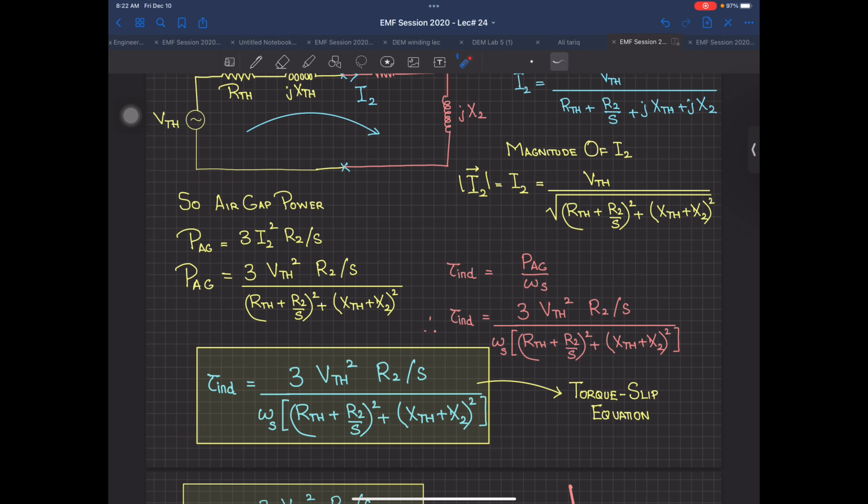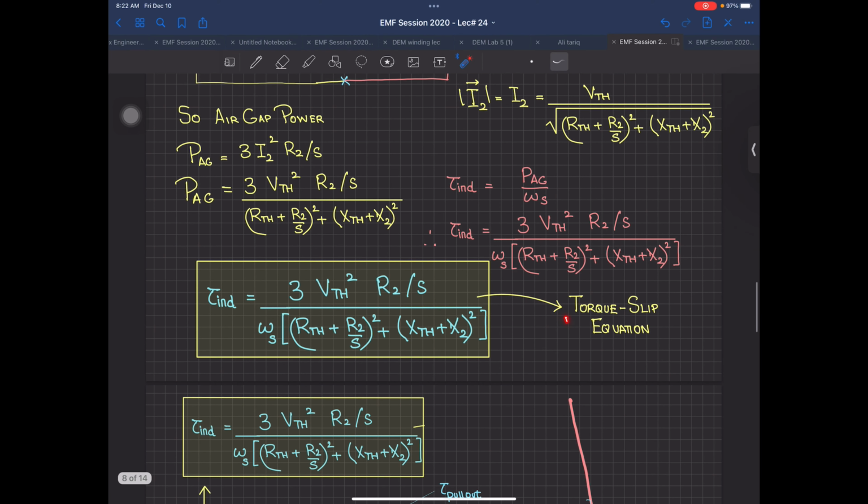So this torque equation is the main general torque equation for an induction machine, and this is called the torque slip equation. Now in this whole equation, the variable quantity is S. Here R2 is constant, R Thevenin is constant, X Thevenin, X2, and omega S are also constant. So S is the variable quantity.